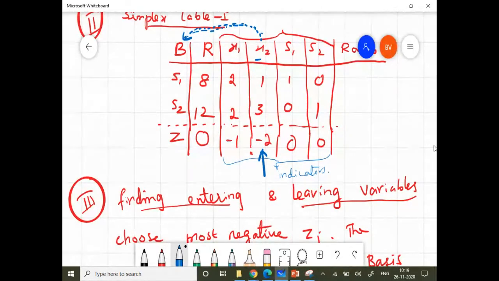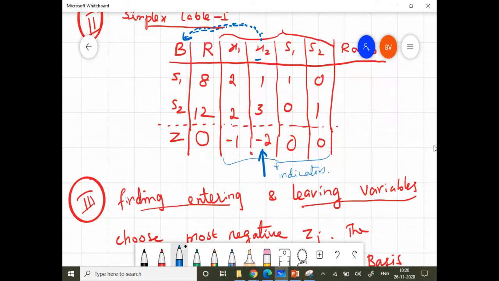See, the title will not change. This title, R, x1, x2, s1, s2, R ratio, will be the same for the entire problem. But the basic variables will keep changing for every simplex table. So in the next table, x2 should come in, and we should find a way to pull one of them outside the basis. So how do we remove one variable from the basis so that x2 can enter? That's next. This column is called the basic, pivot column, or key column, or entering variable column. There are three different names.